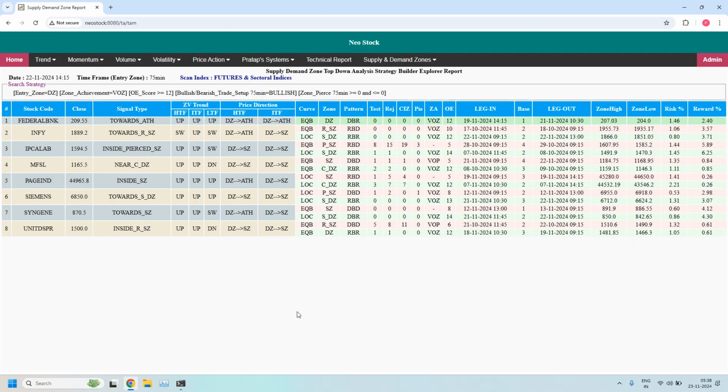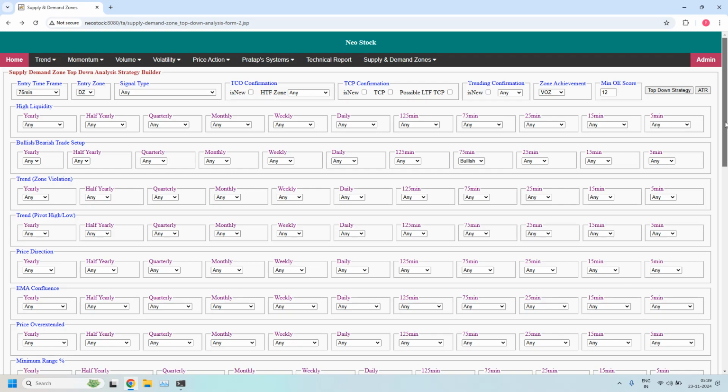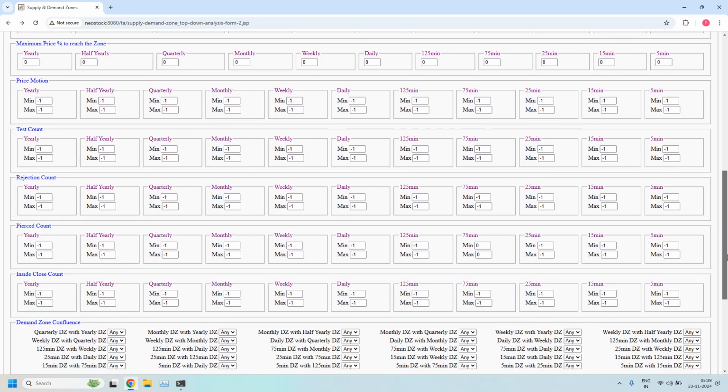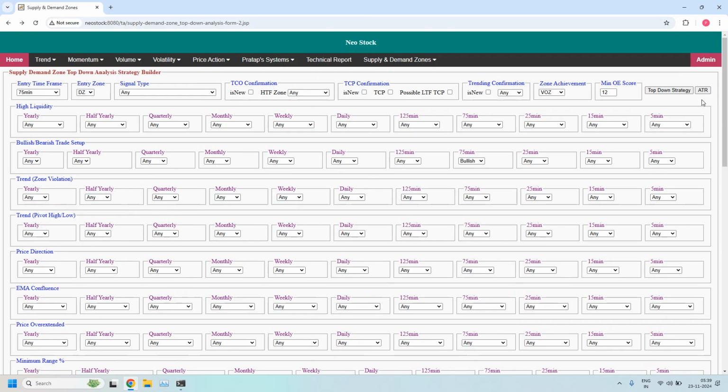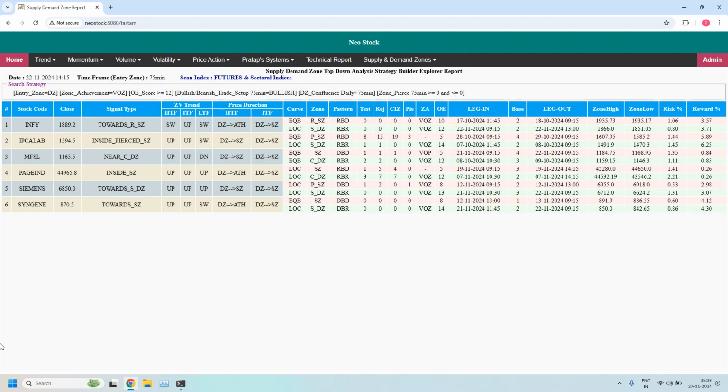Out of these 8 75 minutes demand zones, some might be supporting high probability, and we need to find those zones. So first let us filter based on LTF and ITF demand zone confluence. That is 75 minutes and daily demand zone confluence. I am enabling that filter. And with this filter, out of 8, we got 6 stocks. In all these 6 stocks, these are all 75 minutes demand zones. So these 75 minutes demand zones are part of the daily demand zones. That means they are overlapped with daily.